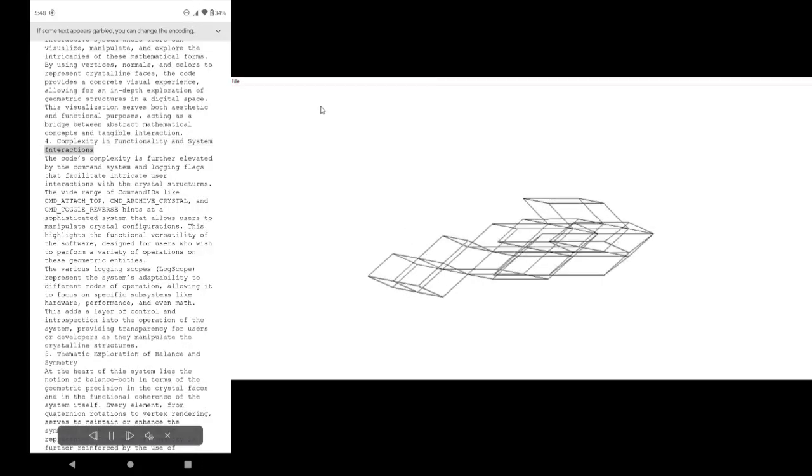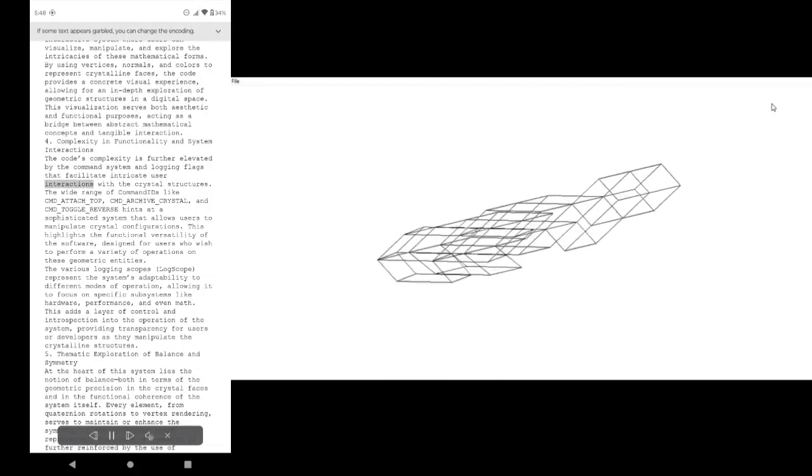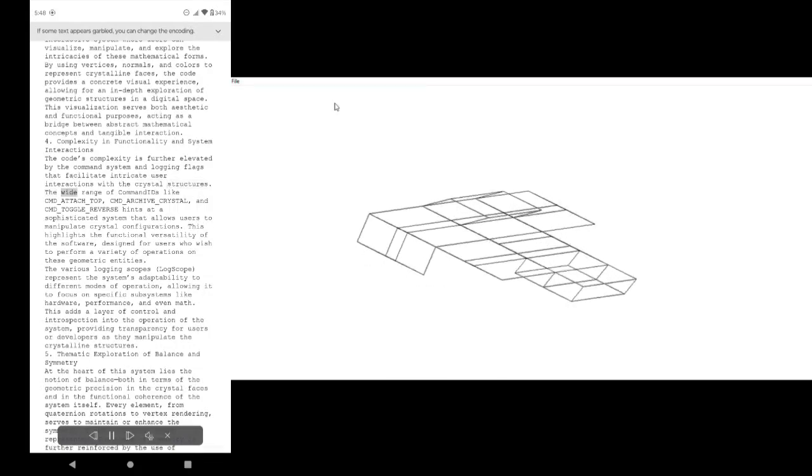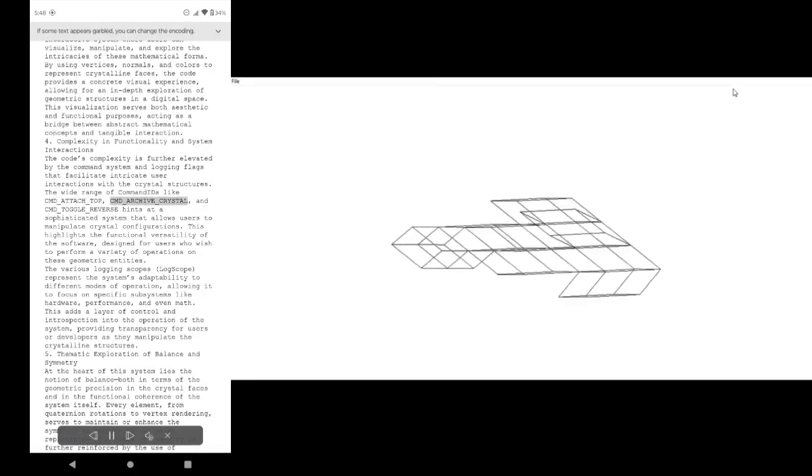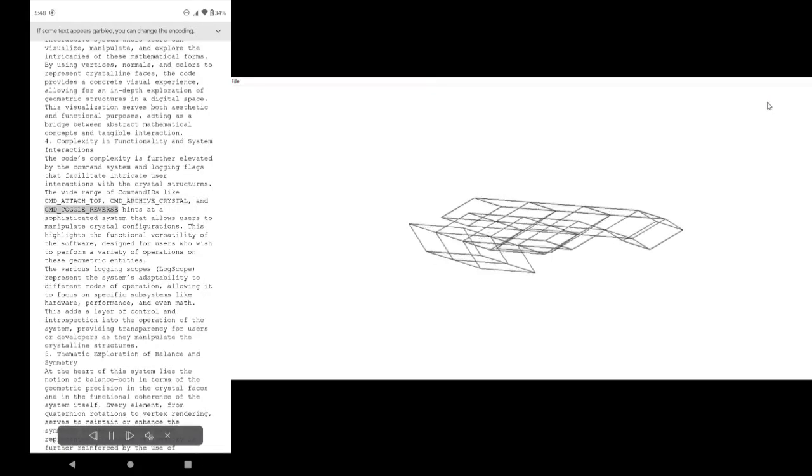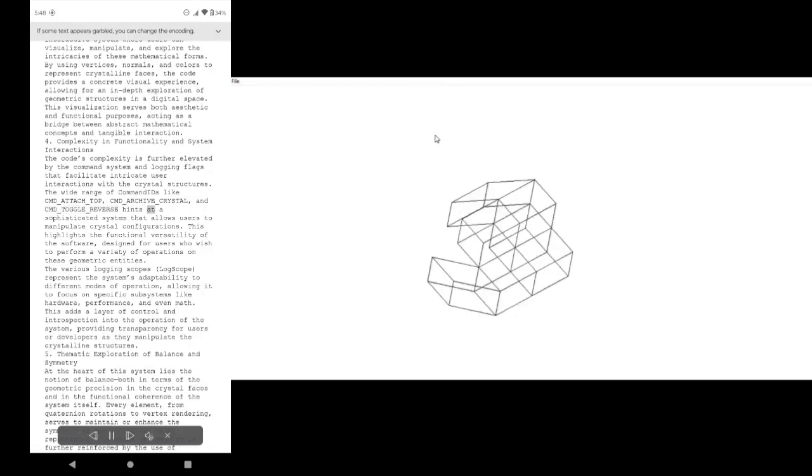4. Complexity in functionality and system interactions. The code's complexity is further elevated by the command system and logging flags that facilitate intricate user interactions with the crystal structures. The wide range of command IDs like cmd_attach_top, cmd_archive_crystal, and cmd_toggle_reverse hints at a sophisticated system that allows users to manipulate crystal configurations.